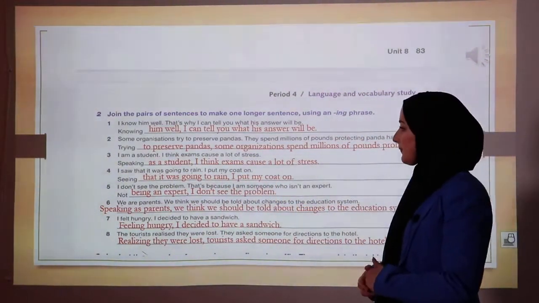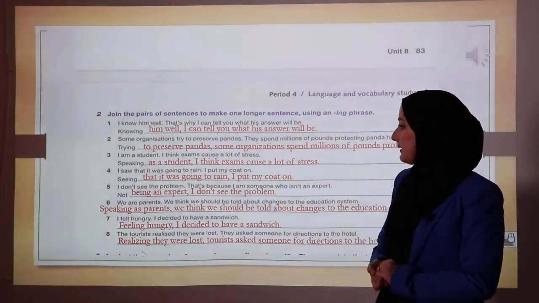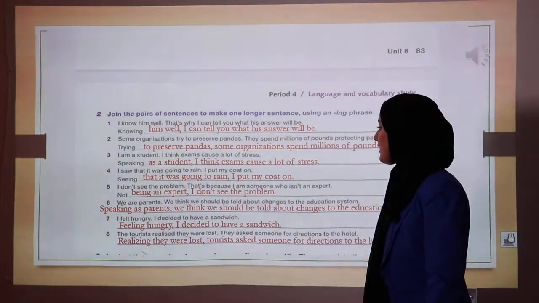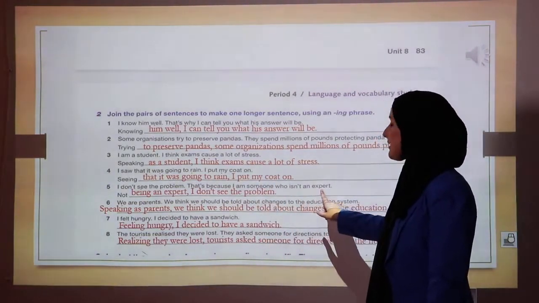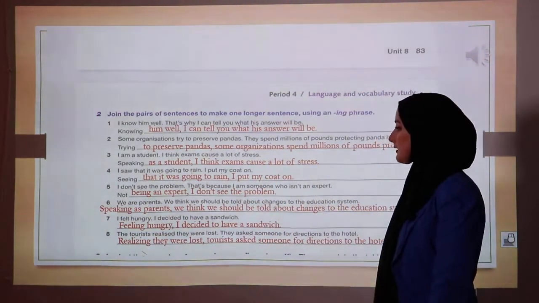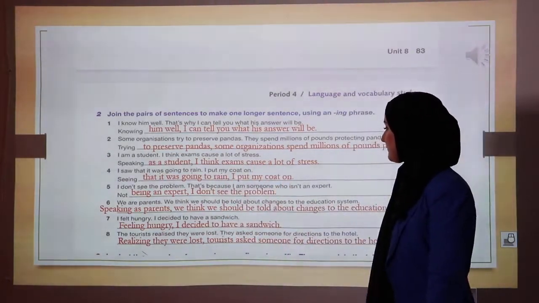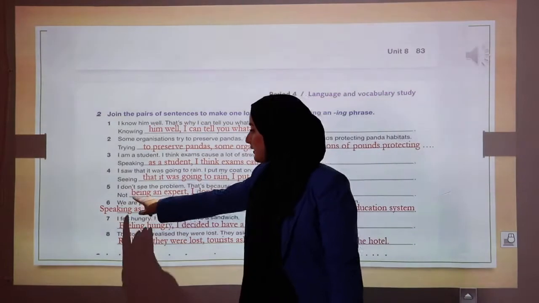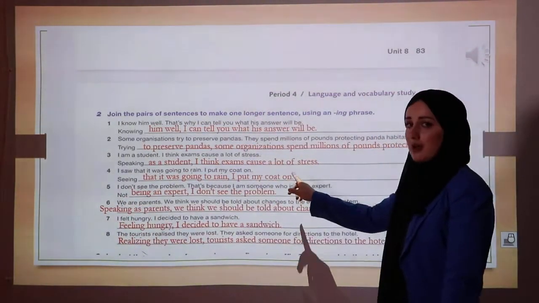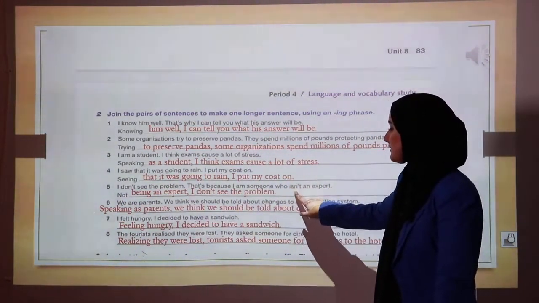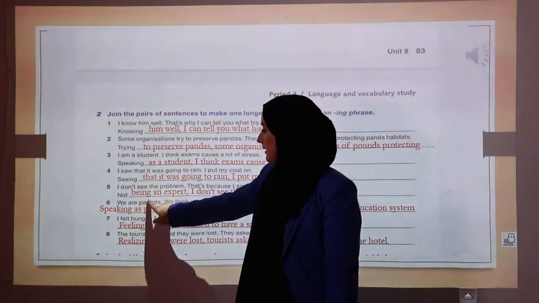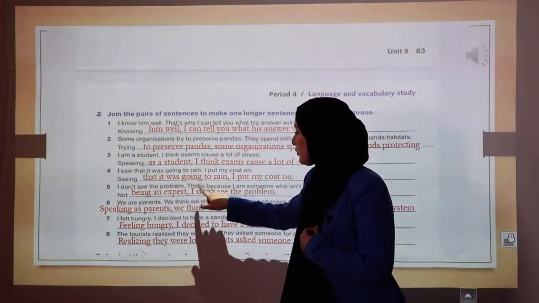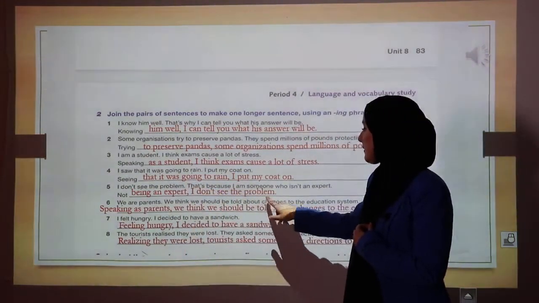Number 5. I don't see the problem. That's because, notice because, I am someone who isn't an expert. Where is the reason? It's after because. And the reason here is negative. So we should start with not. The main verb is the be verb here, isn't it? So it becomes being, not being an expert, comma, and then put the result. I don't see the problem.